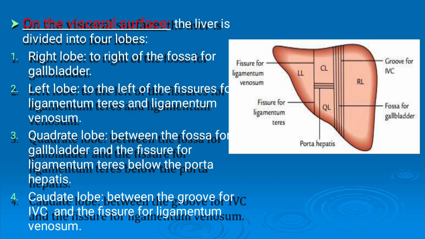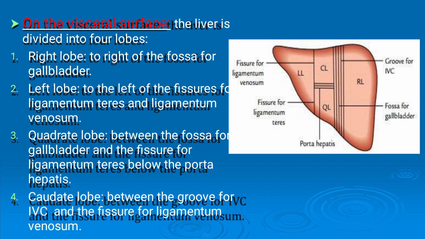Now we can see this in the diagram. I use this yellow color for the caudate lobe. The diaphragmatic visceral surface has four lobes. This is the caudate lobe. This is the quadrate: Q for quadrate, C for caudate, and L for right lobe and left lobe. We can see what fissure the right lobe has. This is the fossa for gallbladder.